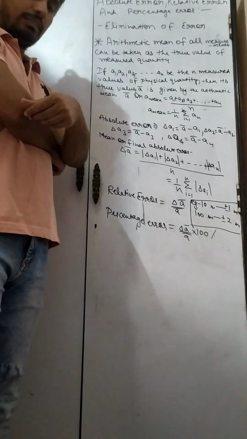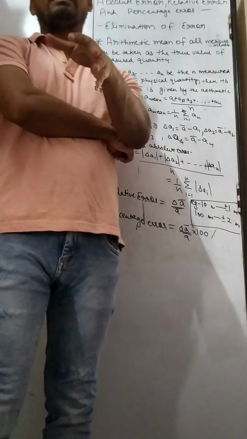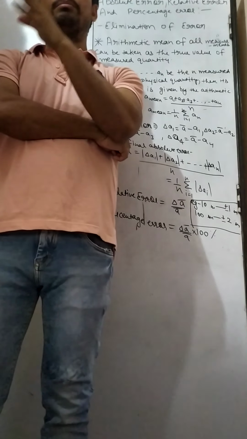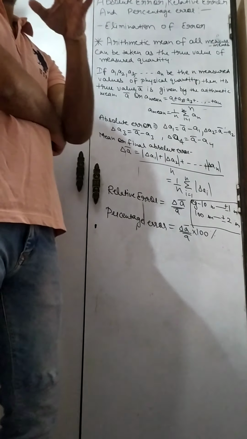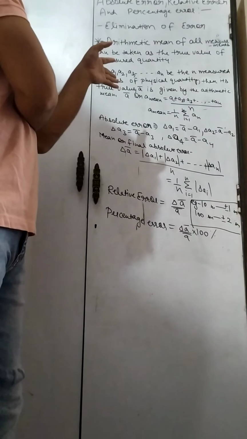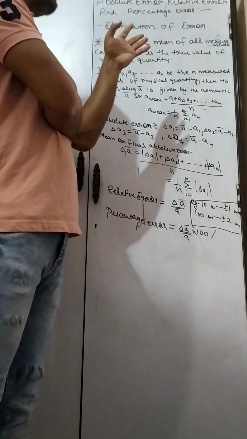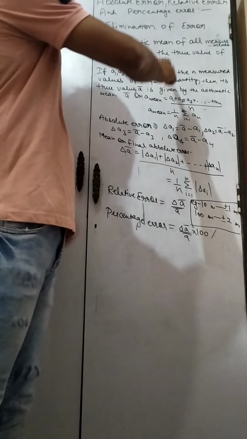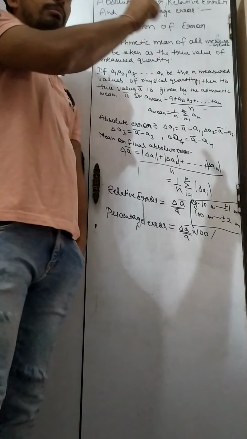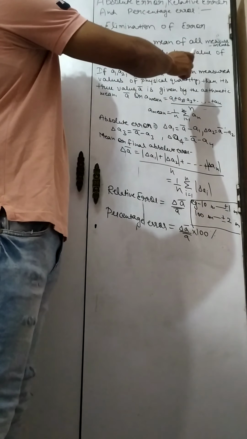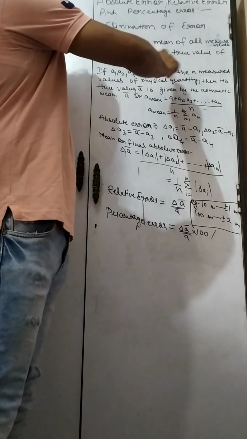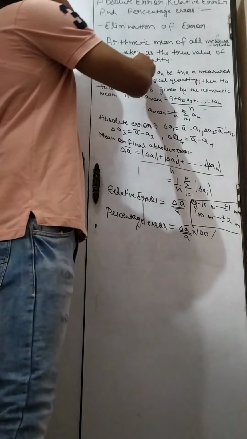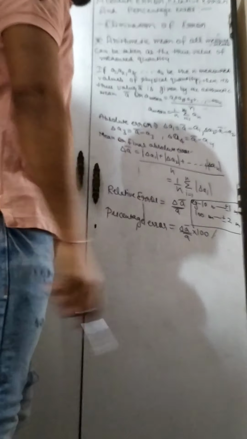As we have already seen, what exactly is error? Error is the difference between the true value and the measured value. So what is true value? The arithmetic mean of all the measurements we did can be taken as the true value. Arithmetic mean means we sum all the measurements and take the mean, that is, the sum of all the measurements divided by the number of measurements, and that can be taken as the true value of the measured quantity.